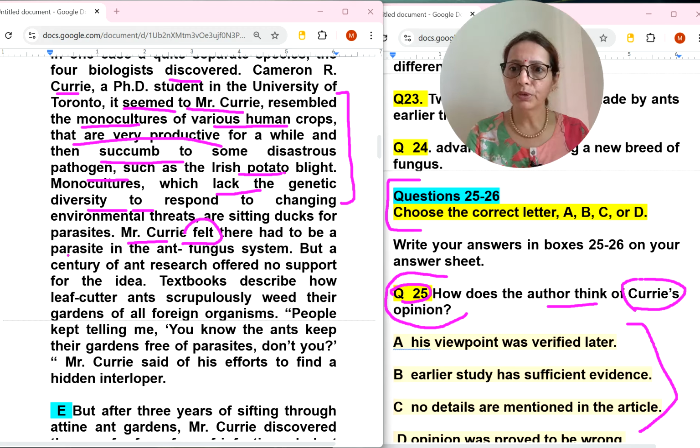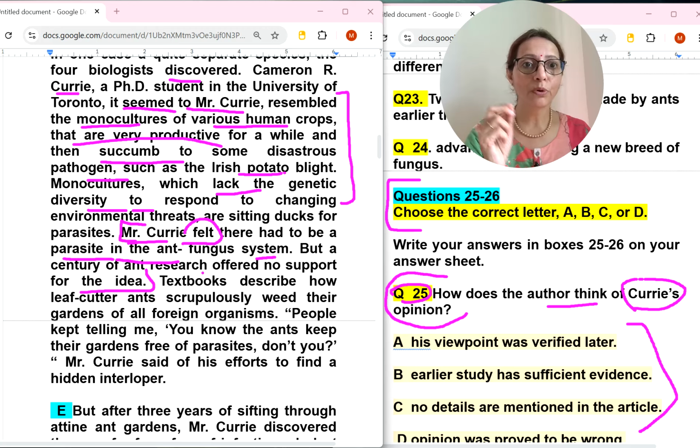There had to be a parasite in the ant-fungus system, but a century of ant research offered no support for the idea. So answer is here only. No support for the idea. His viewpoint was verified later. Earlier study has sufficient evidence. No details are mentioned in the article. This we can't say. Opinion was proved to be wrong. So there is no opinion wrong kind of thing.